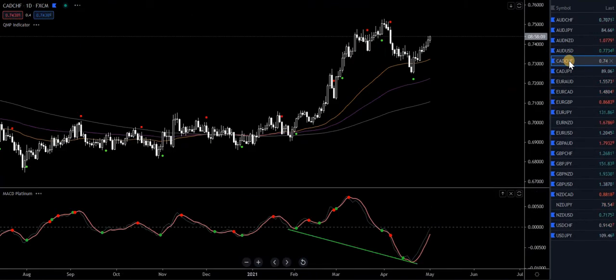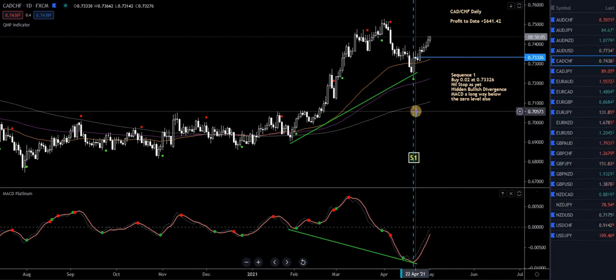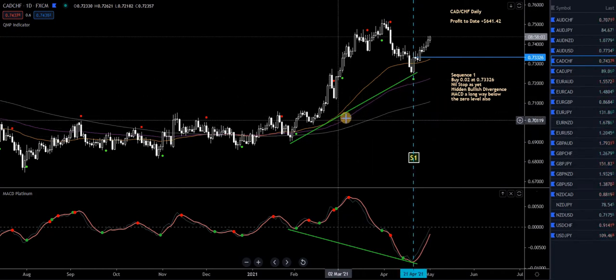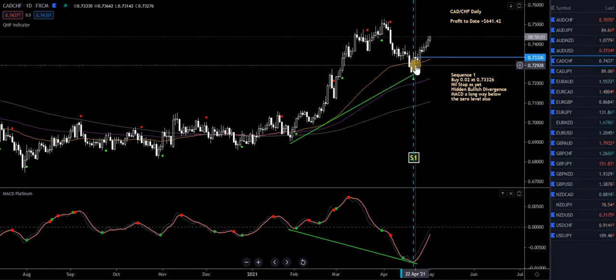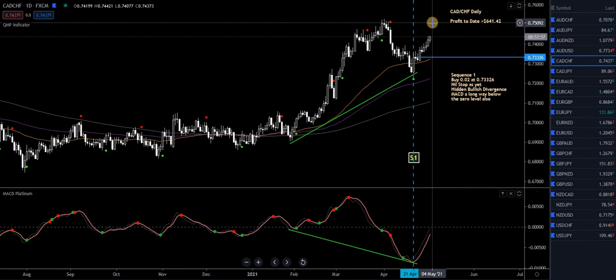Now let's see if we can find a cleaner chart. CAD Swiss, this is a cleaner chart in the buy from back the 22nd of April. You can see it there. There's my notes, hidden bullish divergence, pretty straightforward. Price came back to the MAs nicely, popped up, and we're going well.